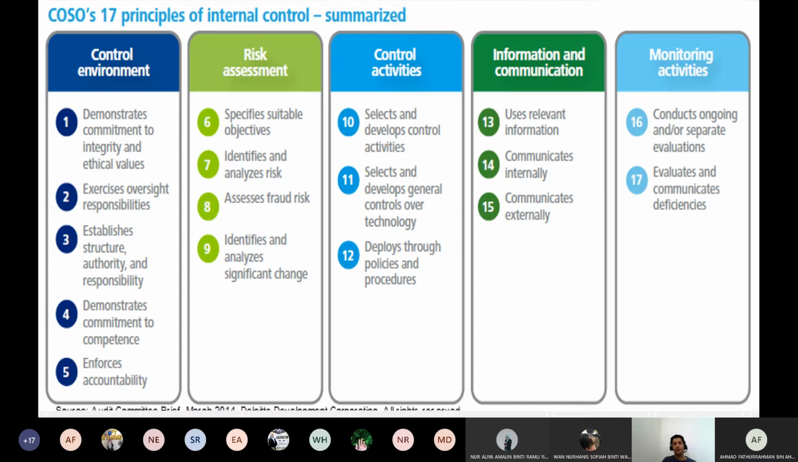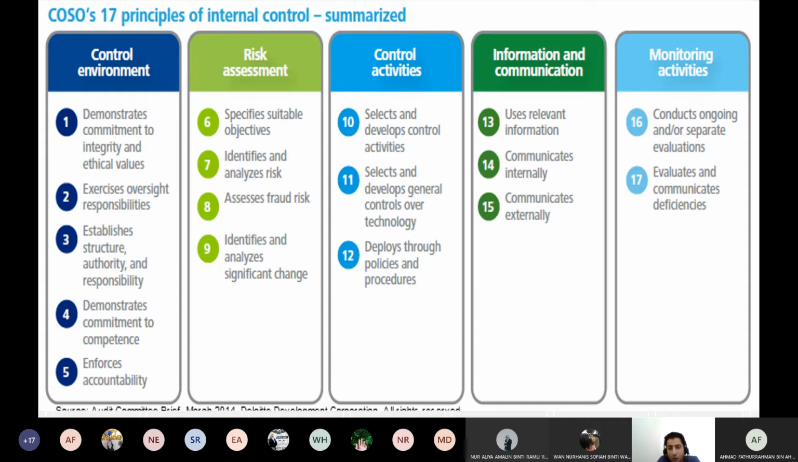And then we have the risk assessment. We have 4 principles related to the risk assessment. One is specifies the suitable objectives, identify and analyze the risk, then assess the fraud risk. Number 4 under risk assessment is identifies and analyze the significant change, which is about the cost of that risk. Okay, then under control activities, we have 3: select and develop control activities.